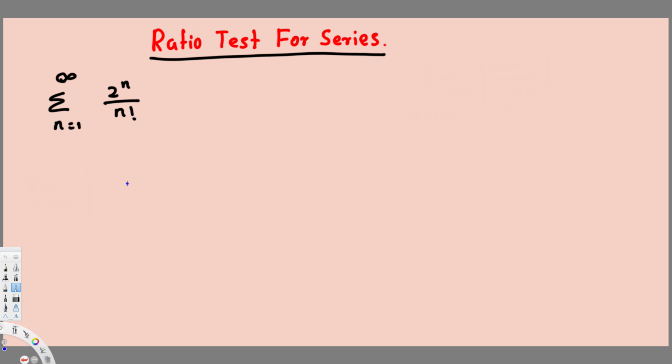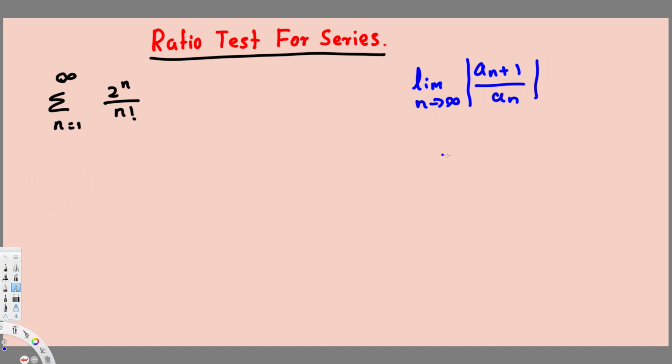Let's do this problem right here. Let's find out whether this series converges or diverges using the ratio test. So here is how we do that test. We take the limit as n approaches infinity of a_{n+1} over a_n, and find out whether this is less than 1, equal to 1, or greater than 1. If it's less than 1, it converges. Equal to 1, no conclusion. If it's greater than 1, it diverges.